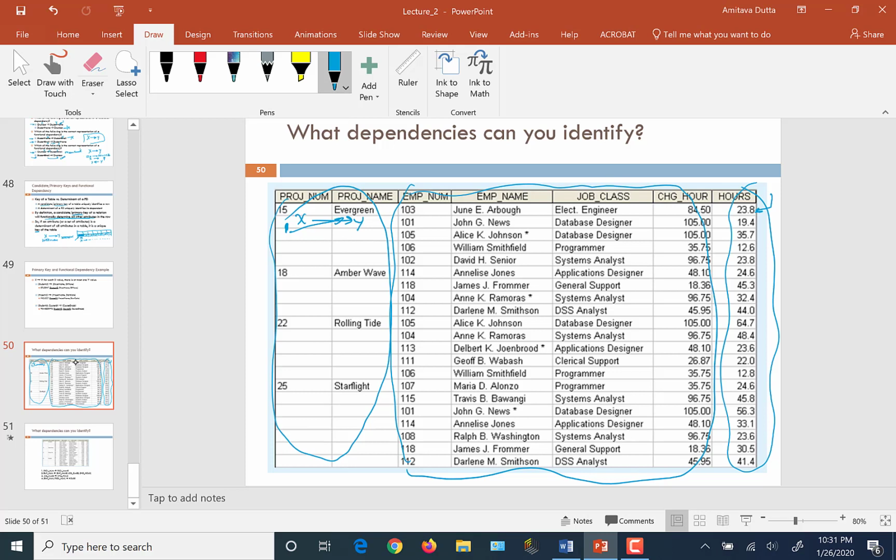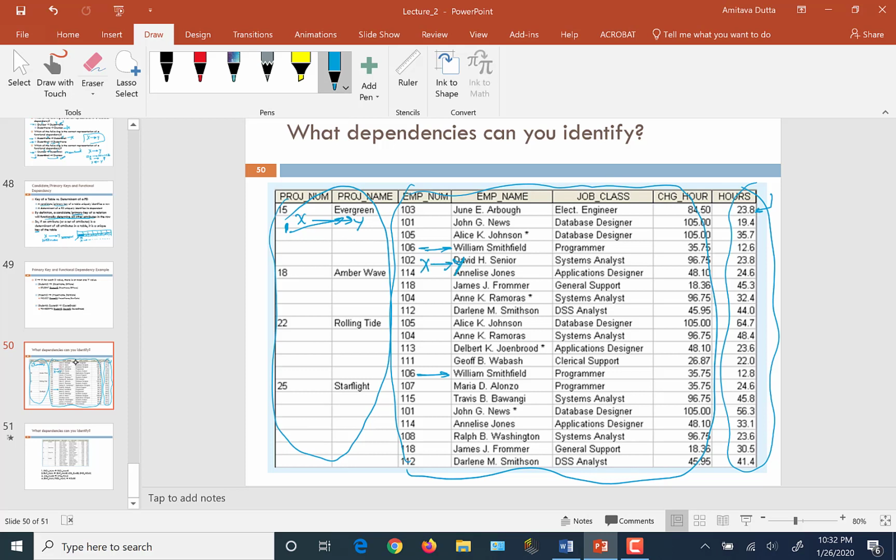Now, if I look at the next few columns, let's look at employee number and employee name. Let's try and find an employee that's present in at least two rows. Here is employee 106 and here is employee 106, and you can see that it corresponds to William Smithfield. Just by looking at this table, it seems that if I know employee number, then I know the employee name. So this is X and this is Y. The reverse may not be true.